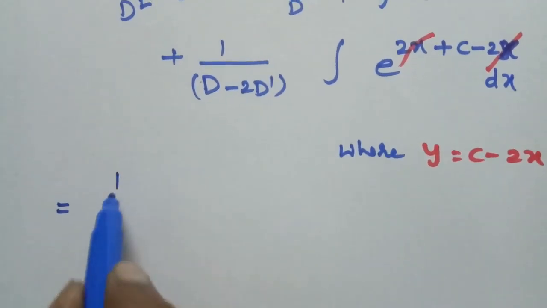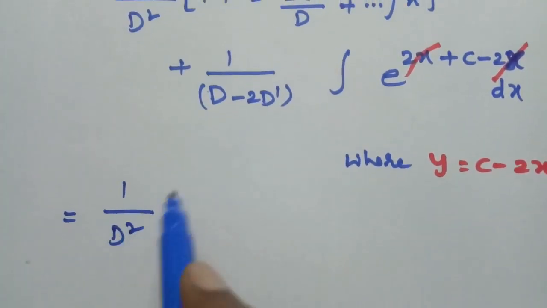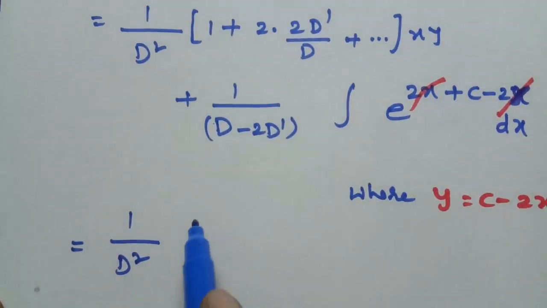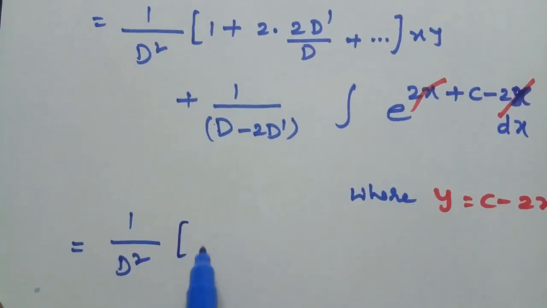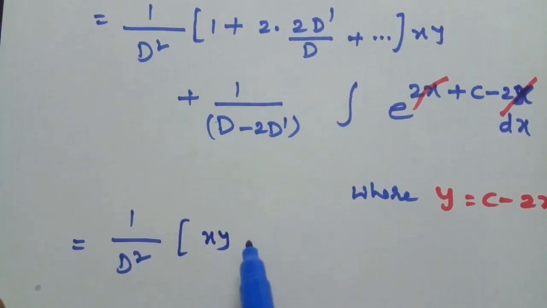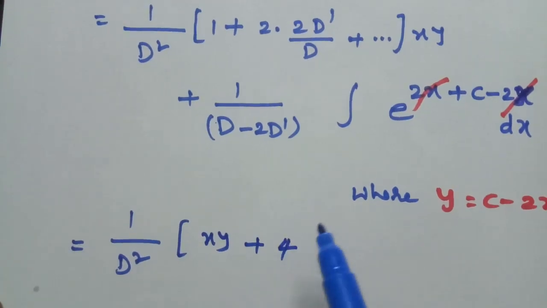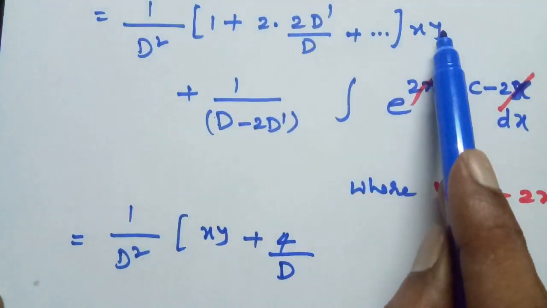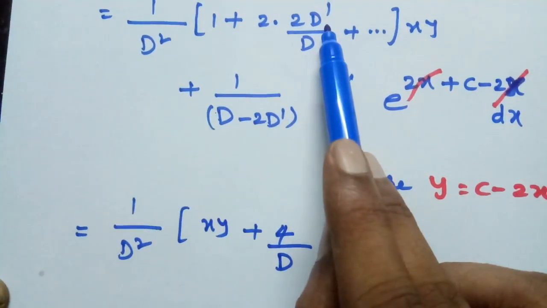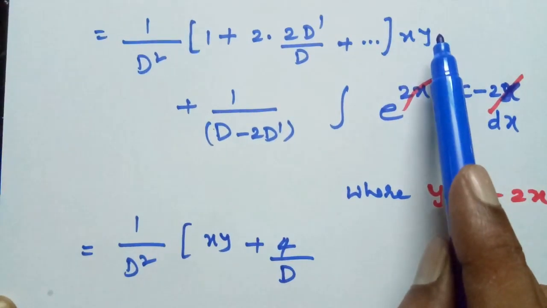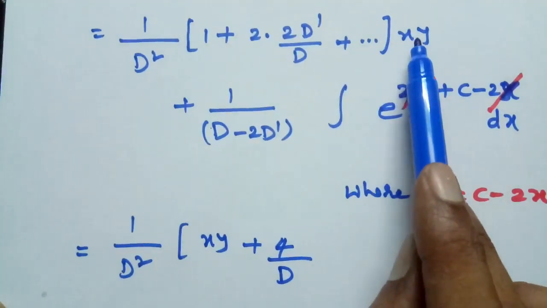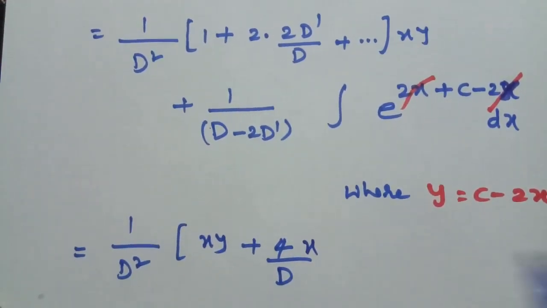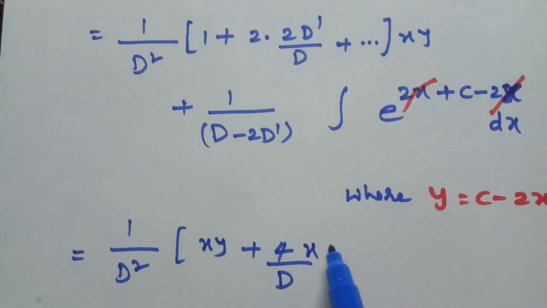This is equal to 1 by D square into (1 into xy) plus 2 into 2, that is 4 by D into D dash of xy. D dash means partial derivative with respect to y, that means keeping x as a constant. Therefore x is constant, the derivative of y is 1, and the other terms are 0.